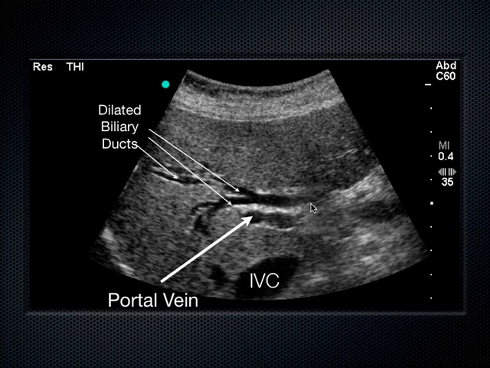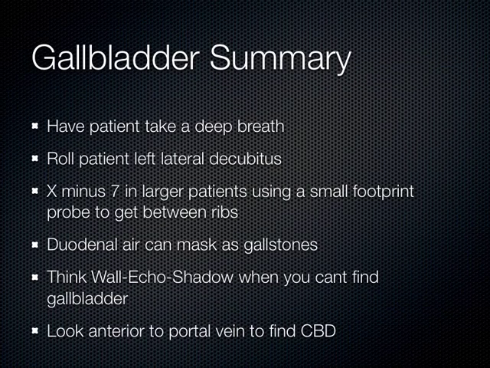It can either get stuck in the head of the pancreas from a tumor in the head of the pancreas, or there can be a stone that blocks this common bile duct, causing it to dilate out. So in summary, I think the best way to think about the gallbladder is have the patient take a deep breath. First thing I do, take a deep breath and hold it.